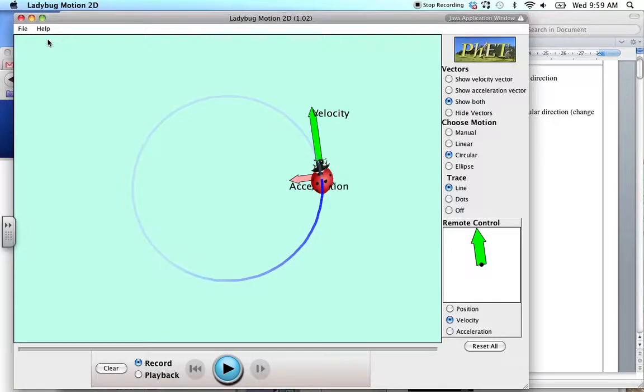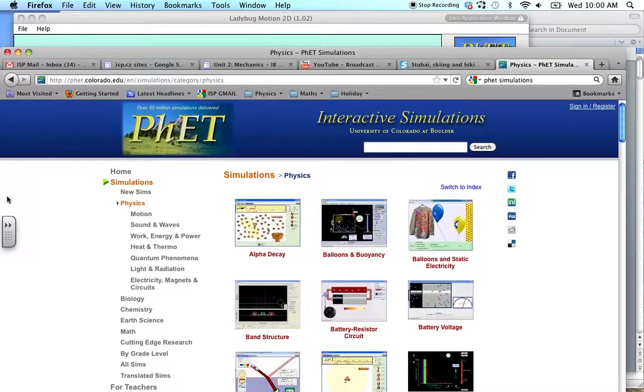Hi students, so this is the first in the videos for the Unit 2 Mechanics section, and I'm going to be mainly using some simulations. In the first one I'm going to be using this simulation. I'd just like to show you where I get it from. This is the site, this is the PhET site.